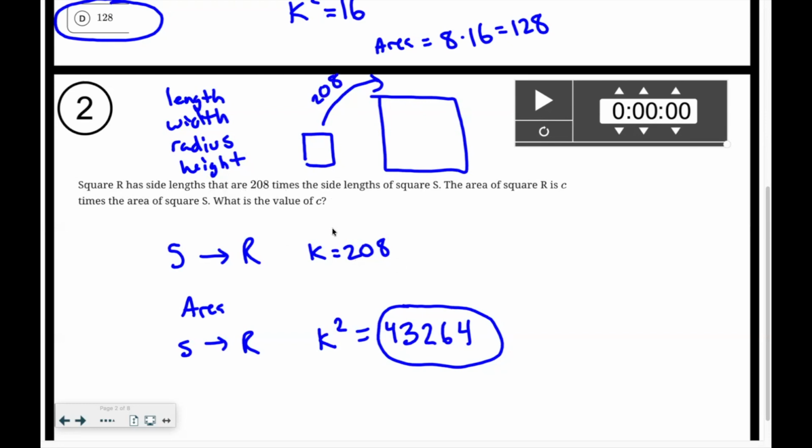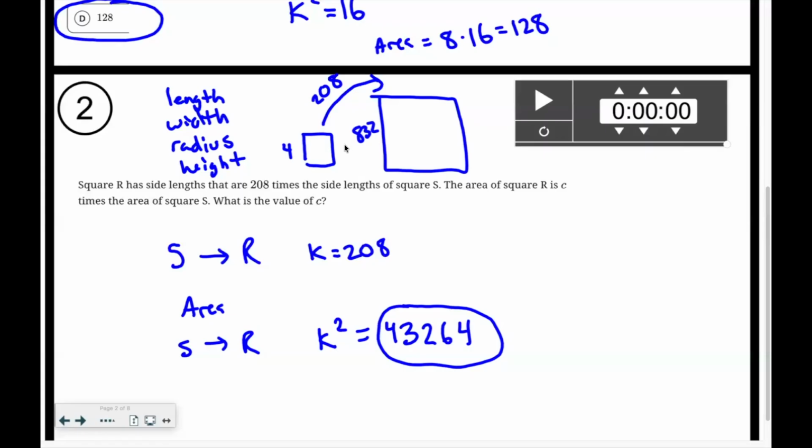For instance, if one of the side lengths were 4, then I know the other side length would be 4 times 208, which would be 832. So the value that we're multiplying each side length by is called the scale factor. Okay, I get it now.